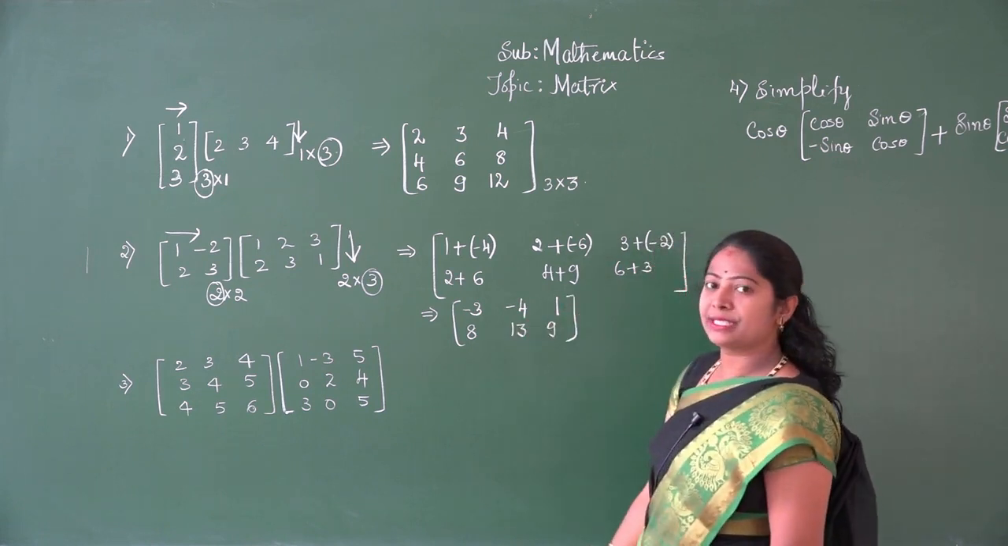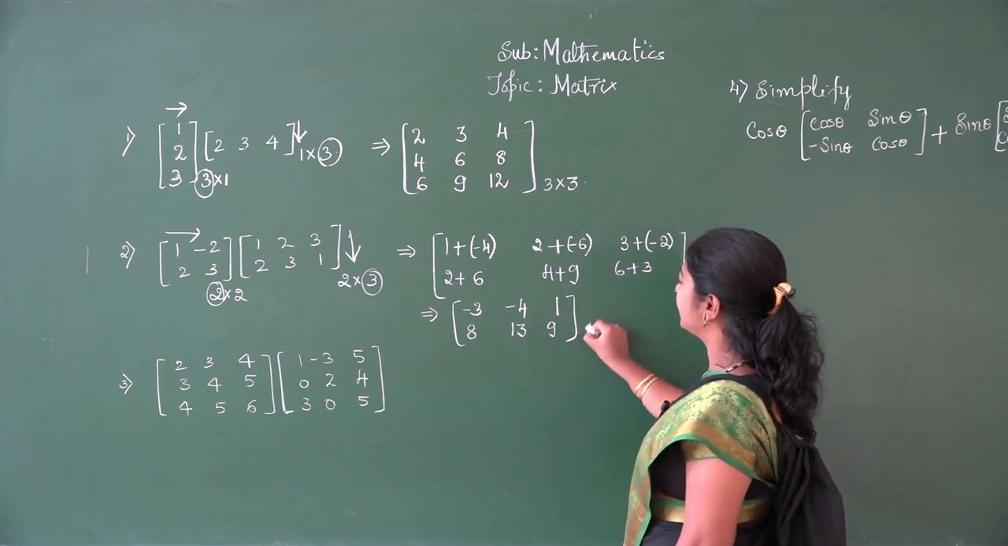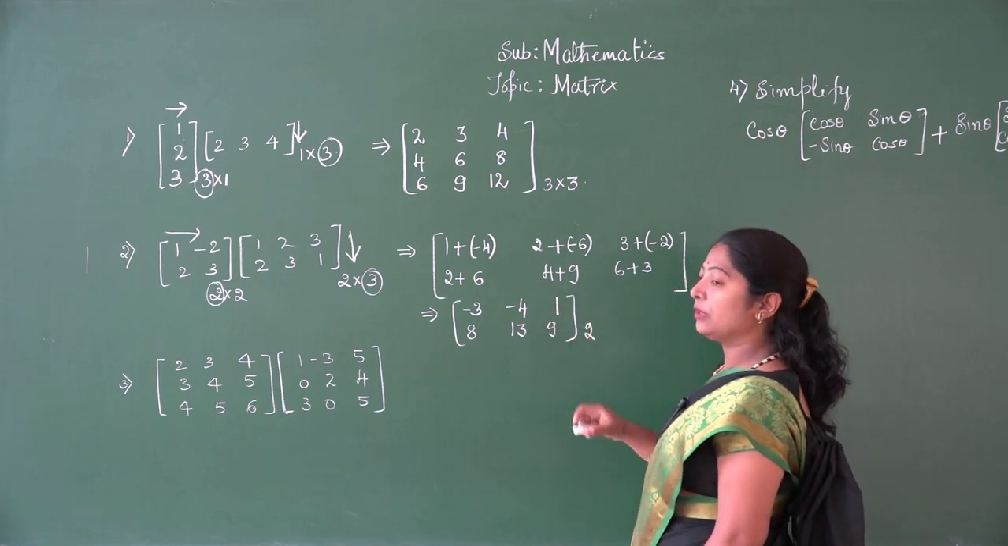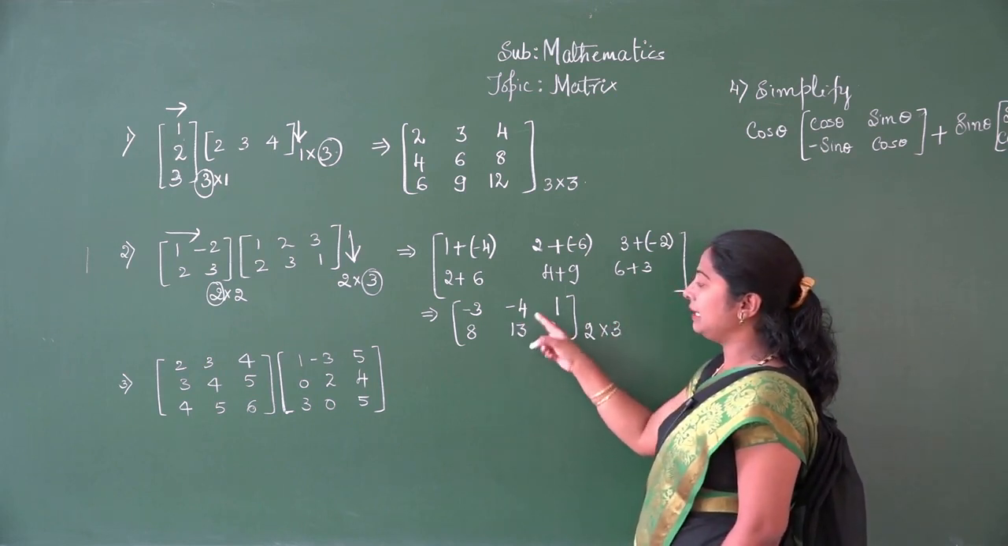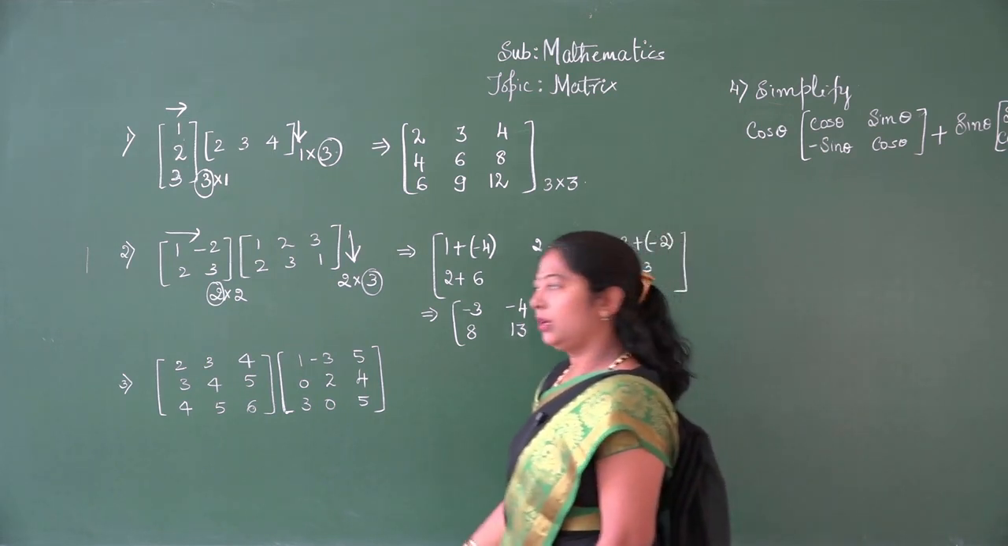What is the order of the resultant matrix? How many rows does it contain? 2 rows. How many columns should it contain? 3 columns. We have 2 rows and 3 columns.